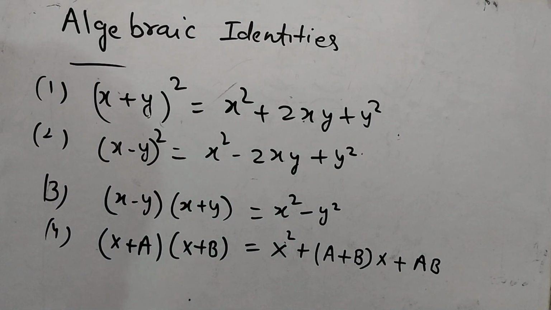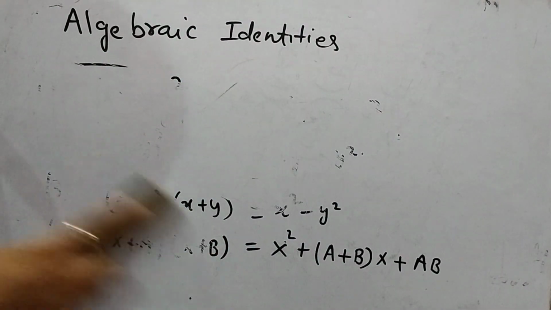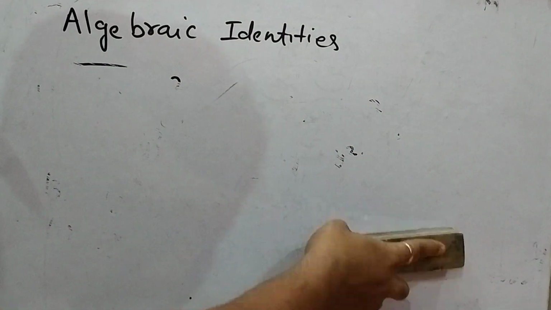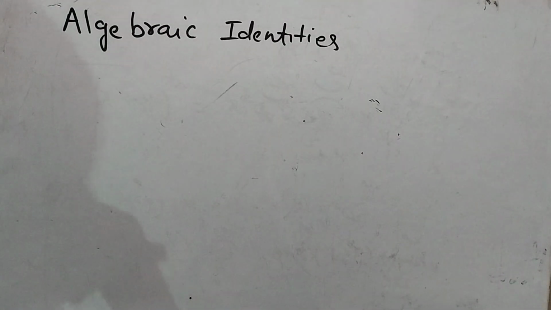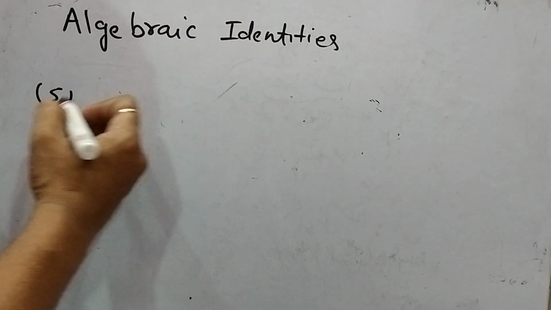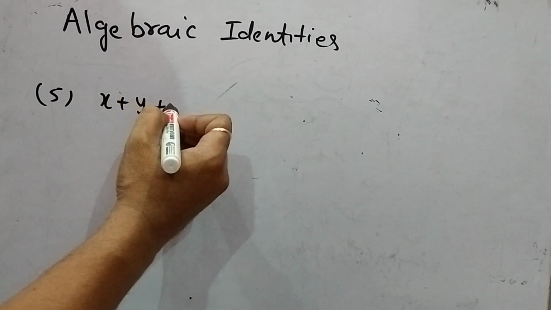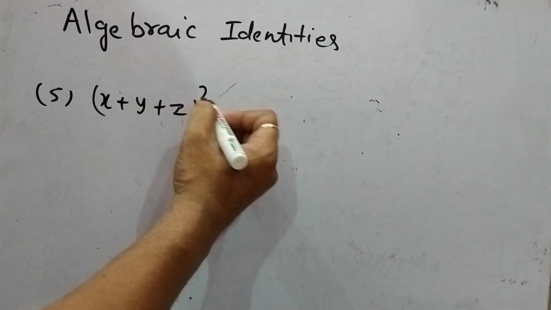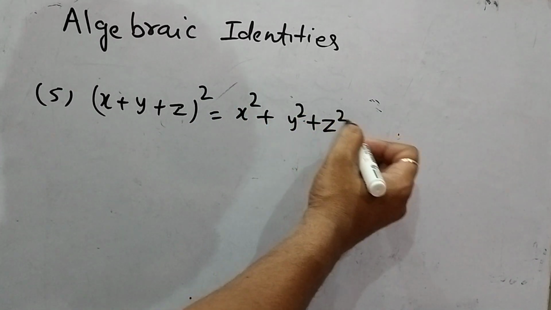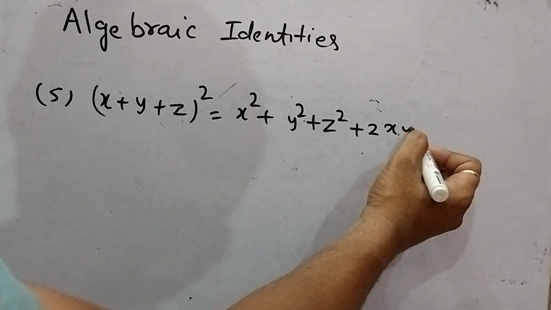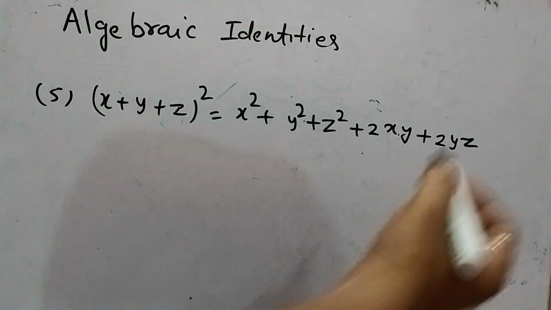Next, you can pause the video and write down all the identities. Here we have the fifth identity: (x + y + z)² = x² + y² + z² + 2xy + 2yz + 2zx.